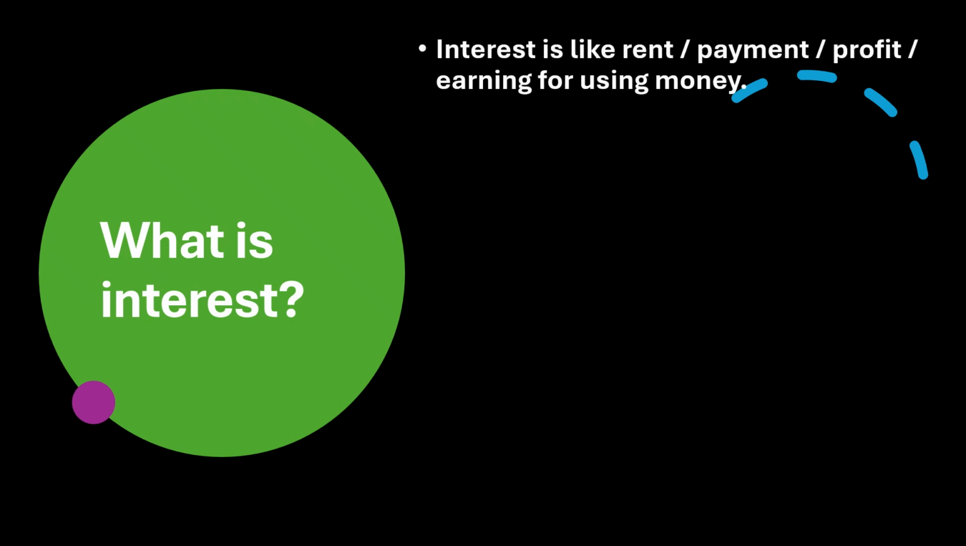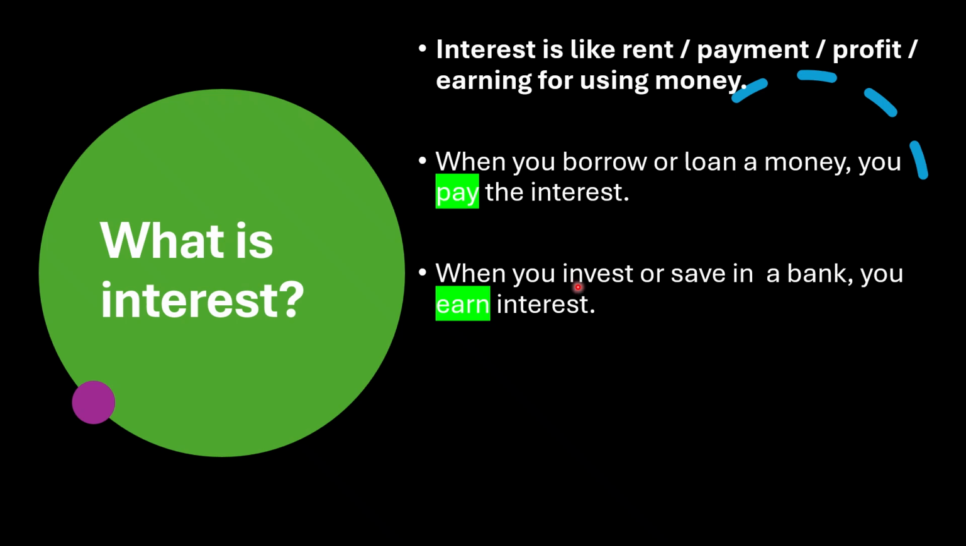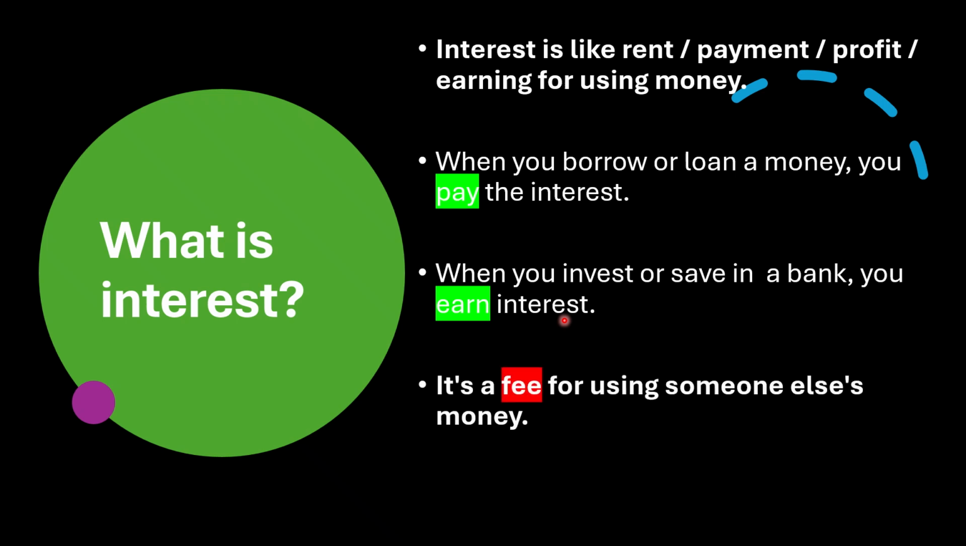So, what is interest? Interest is like the rent, the payment, or the profit, or the earning for using money. When you borrow money or when you loan money, you pay for the interest. When you invest or save money in the bank, you will earn some interest. So basically, interest is a fee for using someone else's money.